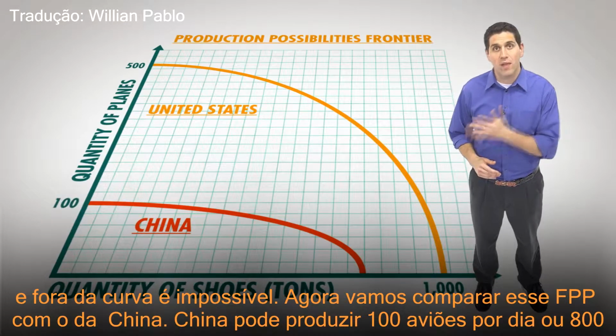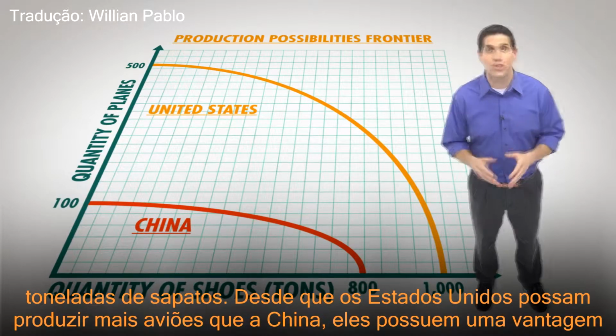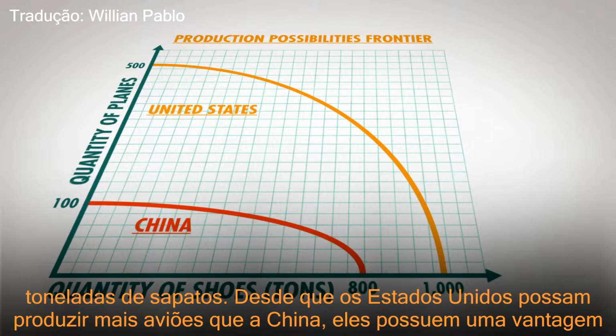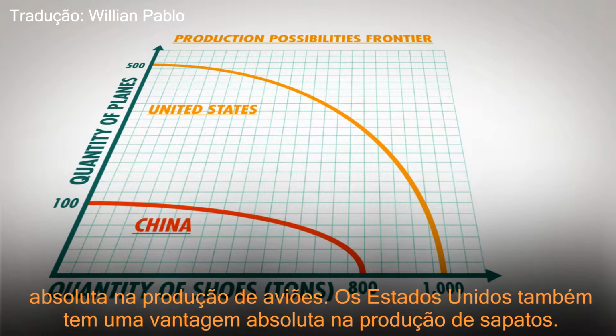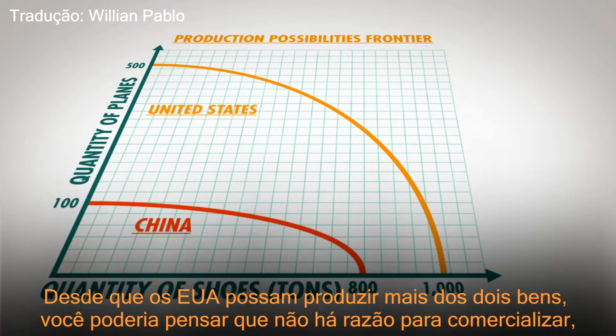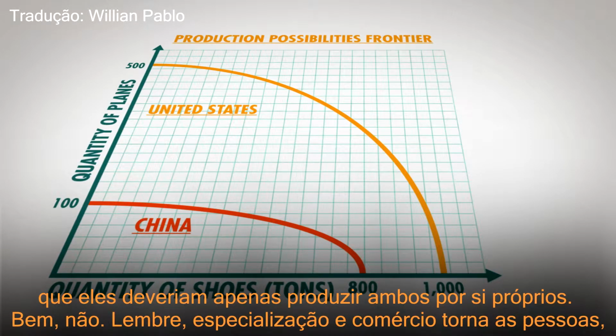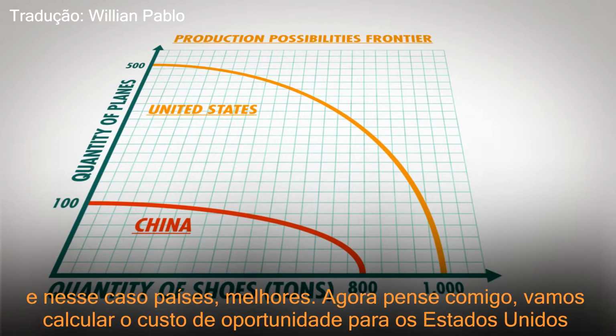China can produce 100 planes per day or 800 tons of shoes. Since the United States can produce more planes than China, they have an absolute advantage in the production of planes. The US also has an absolute advantage in the production of shoes. Since the US can produce more of both goods, you might think there's no reason to trade, that they should just produce both on their own. Well, no. Remember, specialization in trade makes people, and in this case countries, better off.